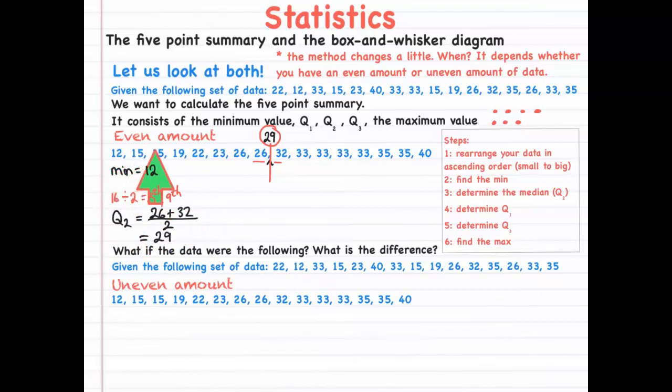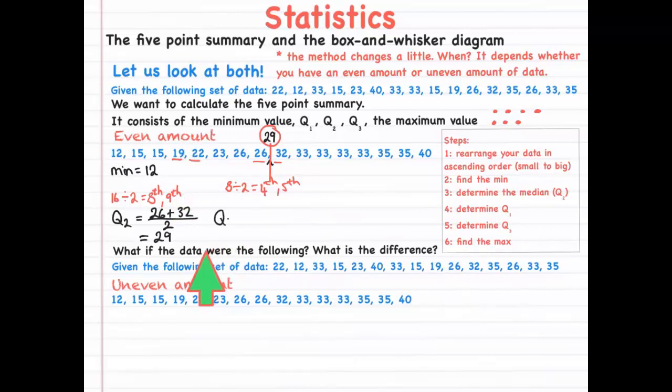We just go 1, 2, 3, 4, 5, 6, 7, 8. Okay, so because it is 8, we simply say 8 divided by 2, that gives us 4, and 8 is an even amount. So we look at the fourth and the fifth number in our data set, and that will be 1, 2, 3, 4, and I'll quickly underline that one as well. So that's the fourth one, that's the fifth one, and the lower quartile, the Q1, will be in the middle of those two.